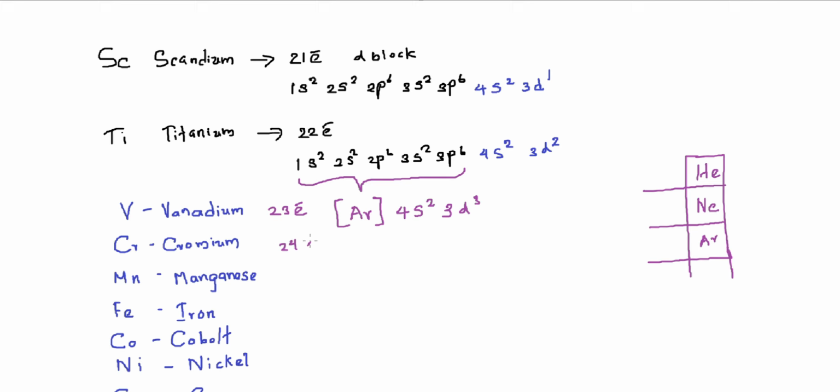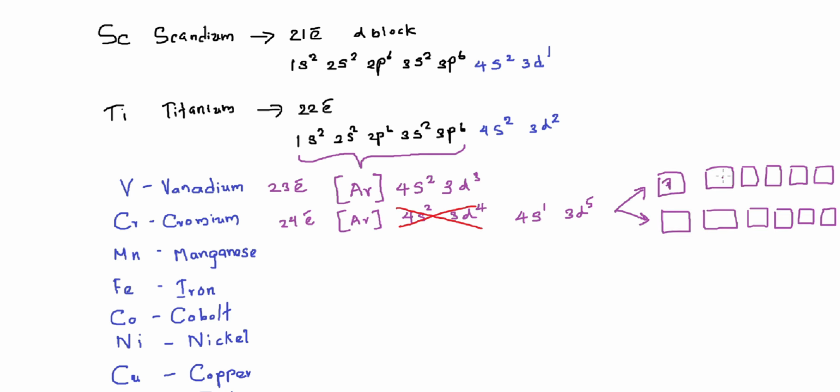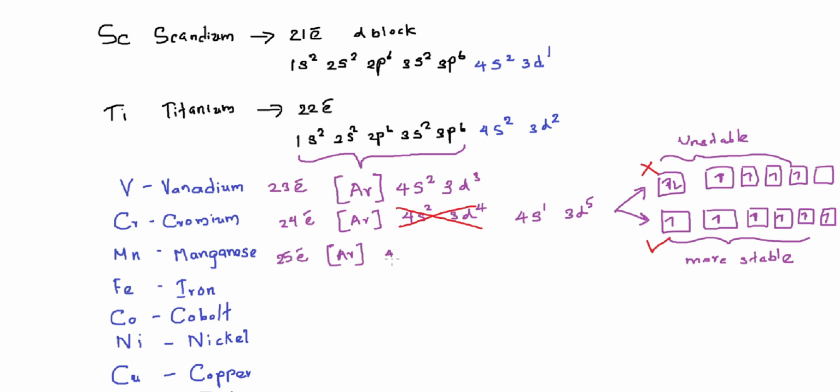Chromium has 24 electrons. Its expected configuration would be argon 4s2 3d4, but this is incorrect. The correct and more stable configuration is argon 4s1, 3d5. One electron from the 4s orbital is donated to the 3d orbital to achieve a more stable, half-filled d subshell. After that, we can follow the same order to fill the rest of the atoms up to the 28th element.